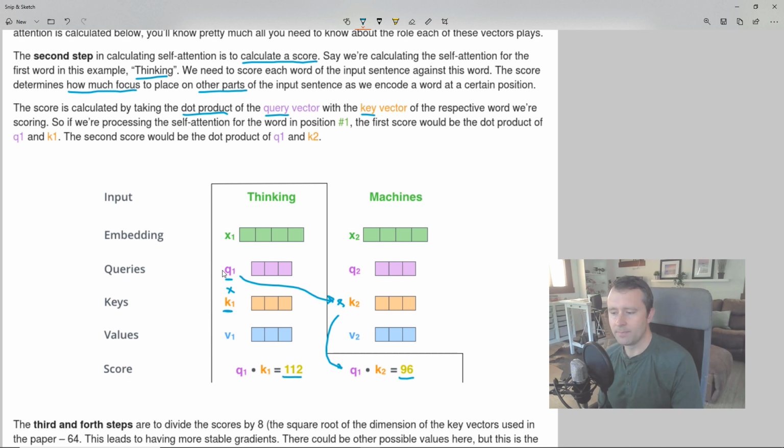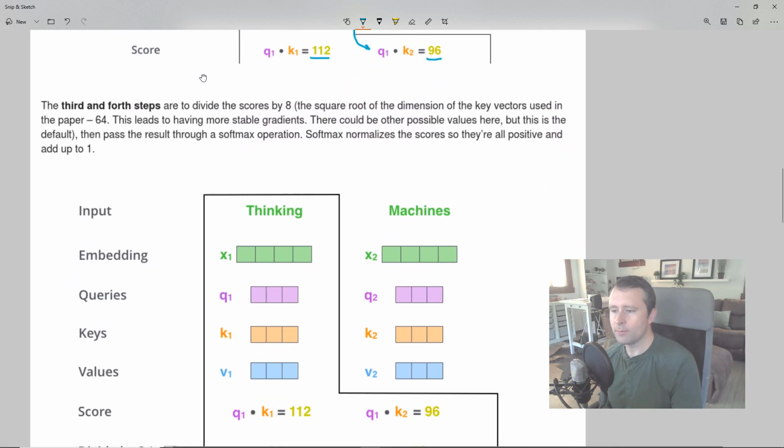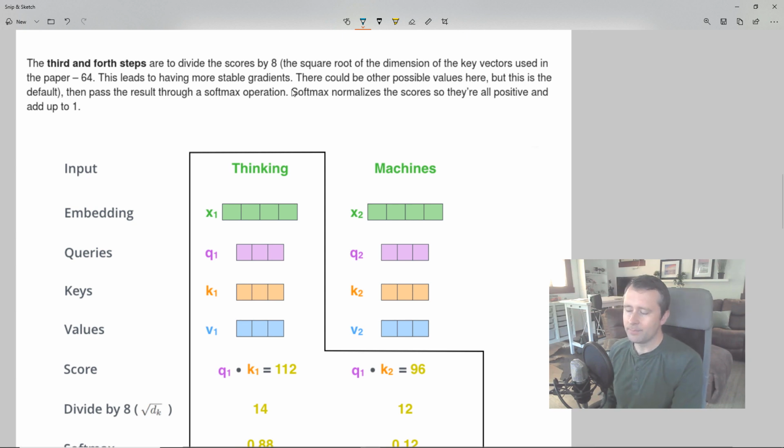The query vector in the query space is only ever the input word. The query vector is always specific to the word that we're currently encoding, what I'm calling the input word. So when we score the word machines, this vector Q2 is not involved. It's the query vector for thinking with the key vector for machines. Now the third and fourth steps are to divide the scores by 8, the square root of the dimension of the key vectors used in the paper, 64. This leads to having more stable gradients.